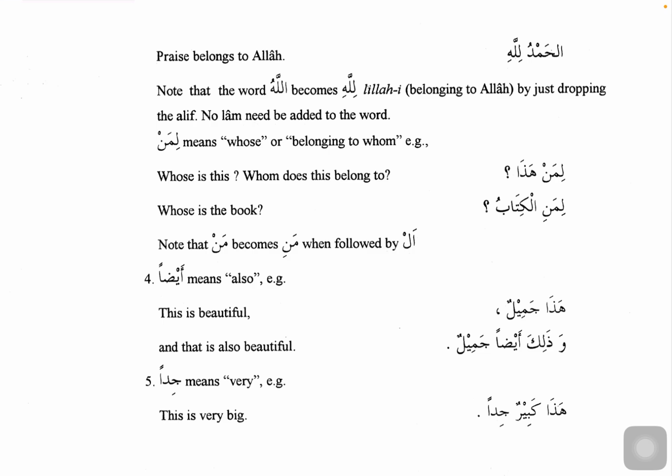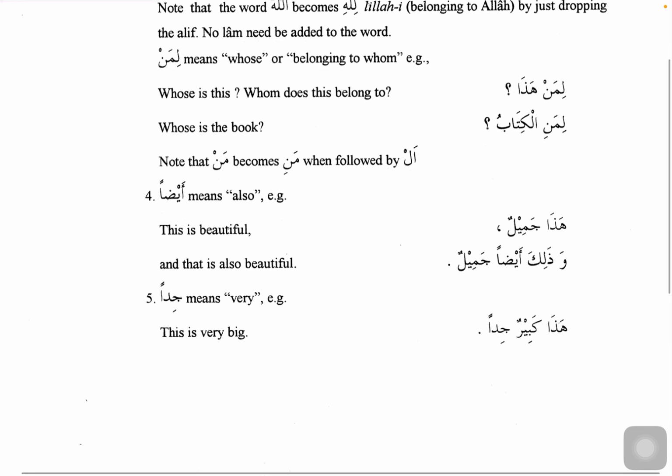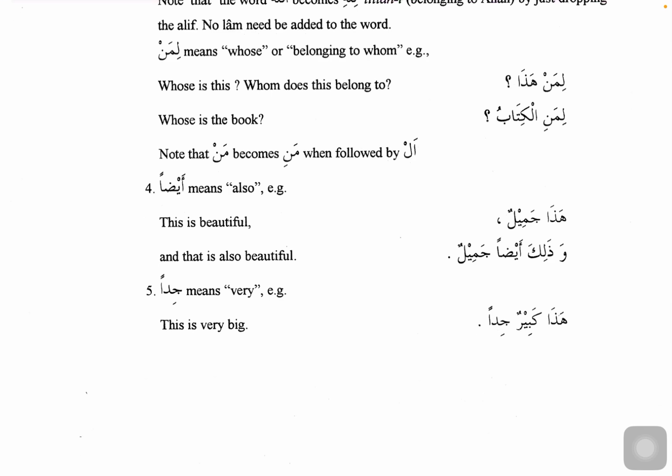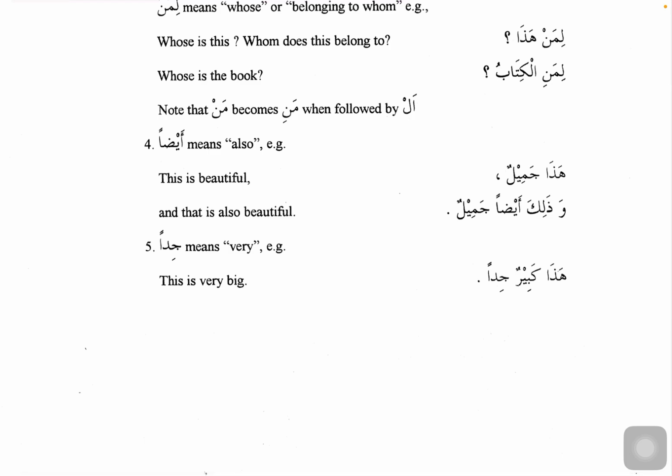Liman means whose or belongs to whom. From our example in the previous lesson, Sami Allahu liman hamida. So whose is this? It would be liman hada, or whom does it belong to, means the same. Whose is this book or whose book is this? It would be limanil kitab. Notice that the man originally has a sukun, but when it comes before al, it takes a kasra. Limanil kitab.